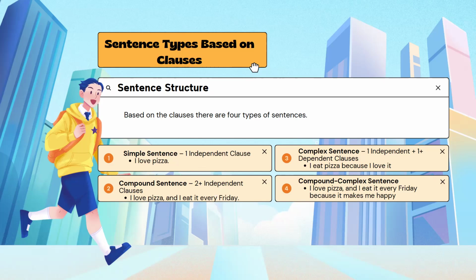Next, we have complex sentence, which is a combination of one independent clause and one or more dependent clauses, joined using a subordinating conjunction. I eat pizza because I like it. Finally, we have compound-complex sentence, which is a combination of compound and complex, where you have two independent clauses plus at least one dependent clause. For example, I love pizza and I eat it every Friday because it makes me happy.